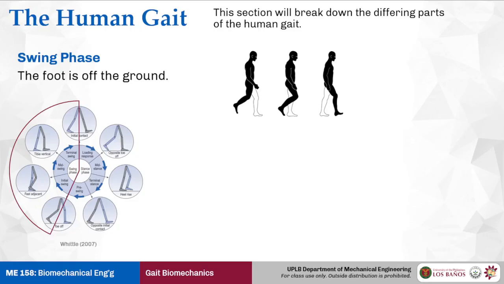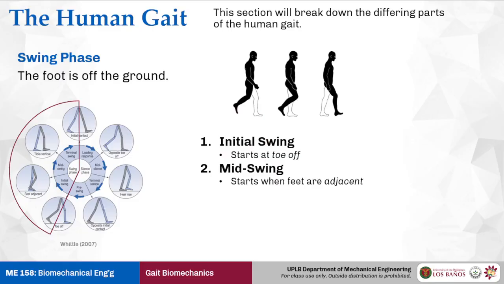All right, so now we go to the swing phase, which occupies less of the time of your leg during walking, and because of that there are only three phases. When you swing your leg, it starts with the toe off. Your body propels your leg forward through your toe. That's why we call it the toe off. After the initial swing, you push off the ground using your toe, and then you go into the mid swing, wherein your feet are adjacent.